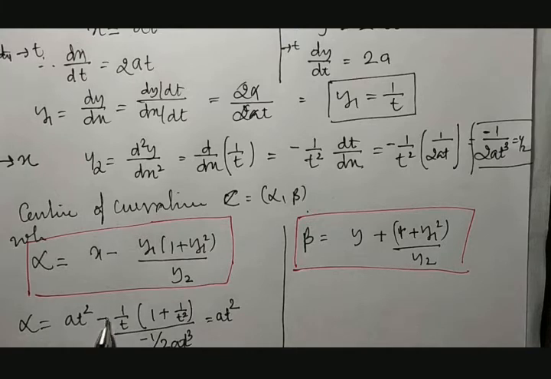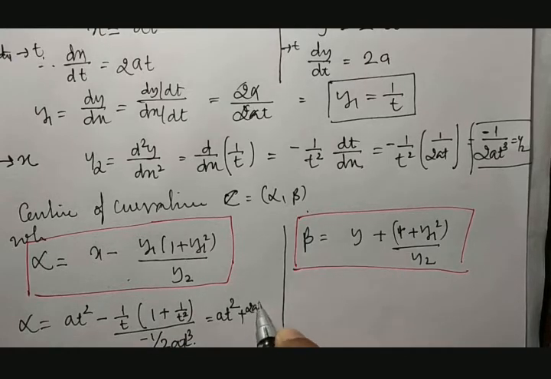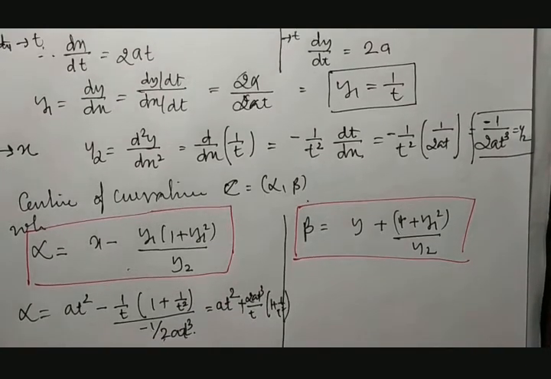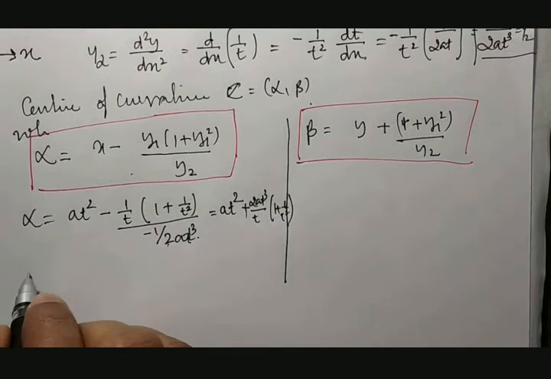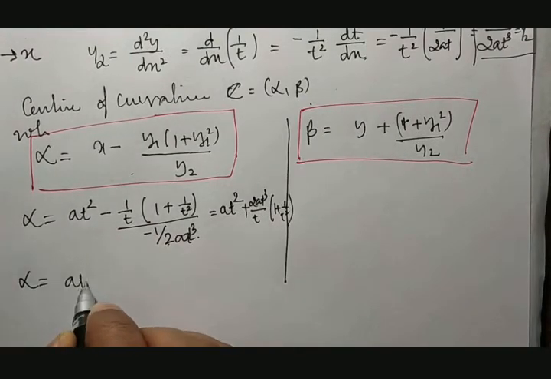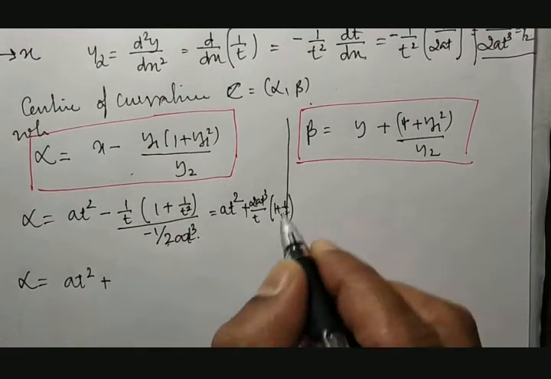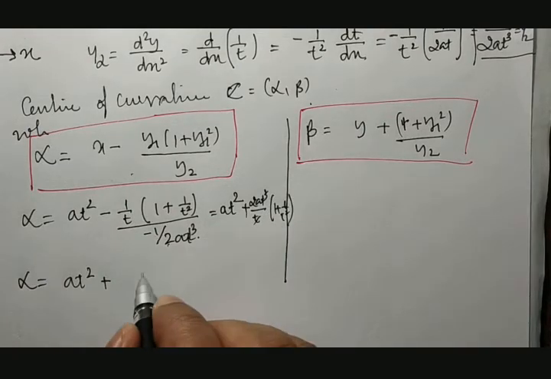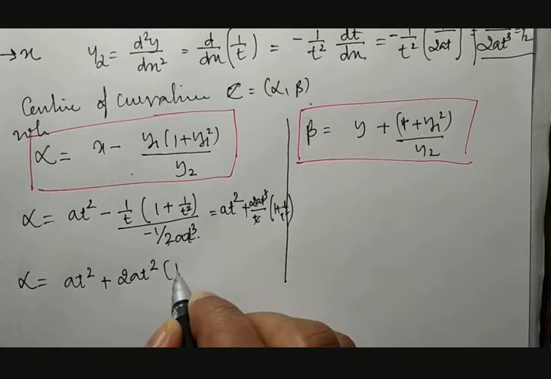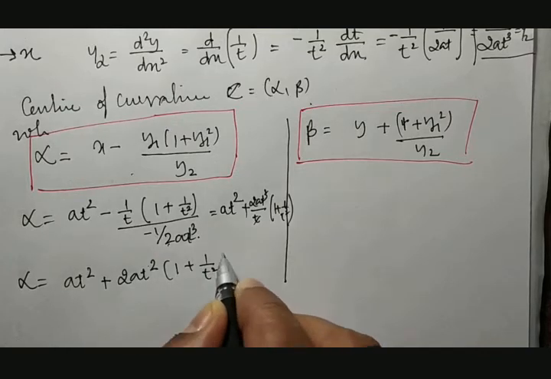This minus minus gets balanced, so it becomes plus. This 2at cube will go to the numerator: 2at cube divided by t into 1 plus t square. Fine. Which is nothing but alpha is equal to at square plus, here 1 t gets cancelled. So it becomes 2at square into 1 plus 1 by t square.